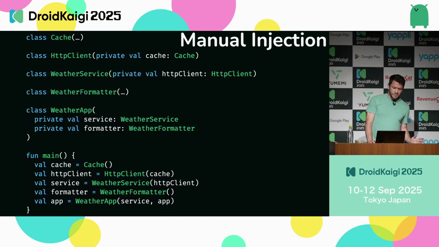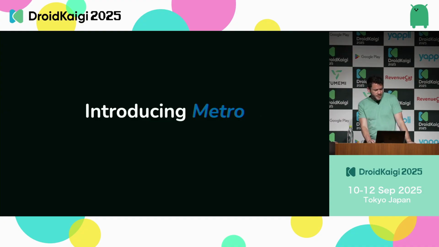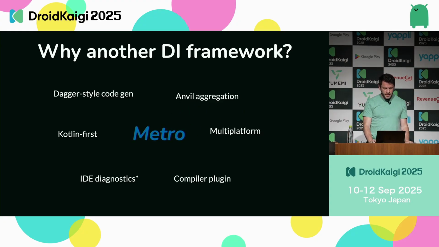So, without further ado, introducing Metro. Metro is a compile-time dependency injection framework that draws heavy inspiration from Dagger, Anvil, and Kotlin Inject. It seeks to unify their best features under one cohesive solution while adding a few new features along the way, and is implemented as a Kotlin compiler plugin. So why another DI framework?